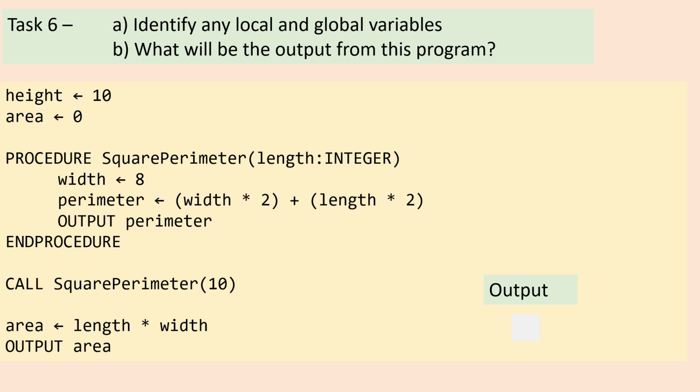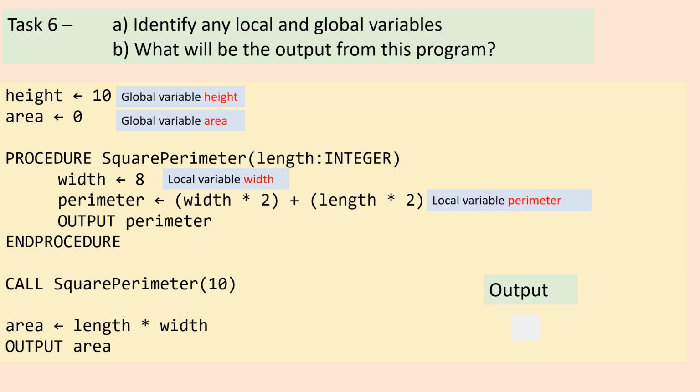Okay, so first of all, identify local and global variables. We've got two global variables at the top here, height and area. Inside our subprogram, we've got width, which is a local variable, and perimeter, which is also a local variable as well. I think that's all of them. So when we run this program, height and area are global variables. They're held in RAM, waiting to be used, and they exist the whole time the whole program is running.